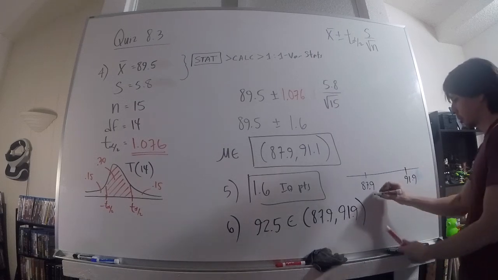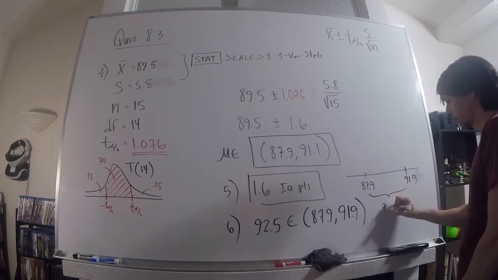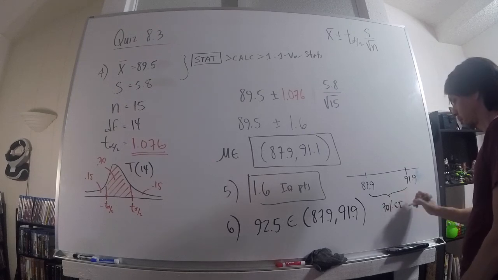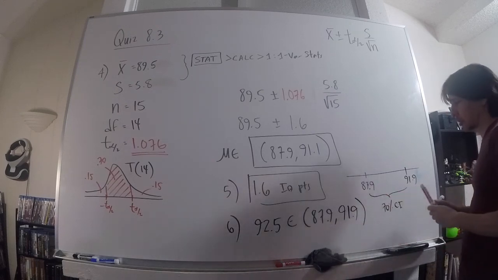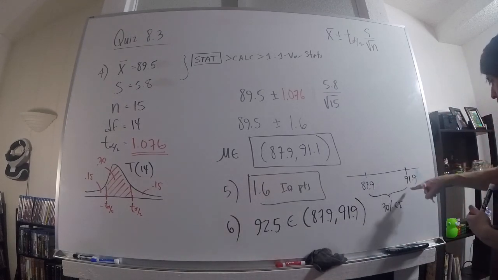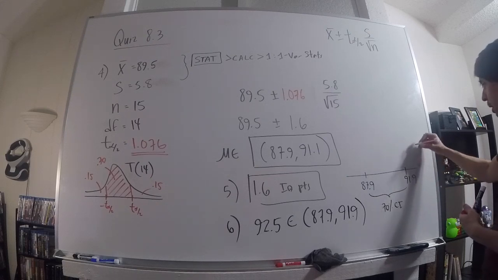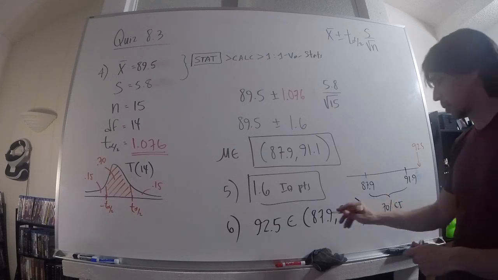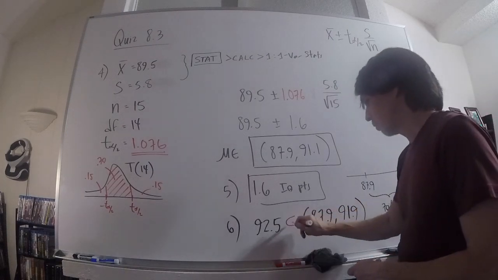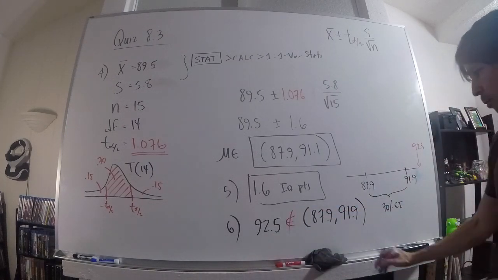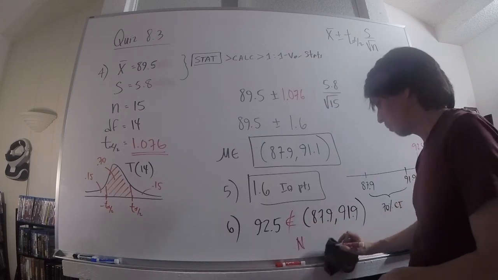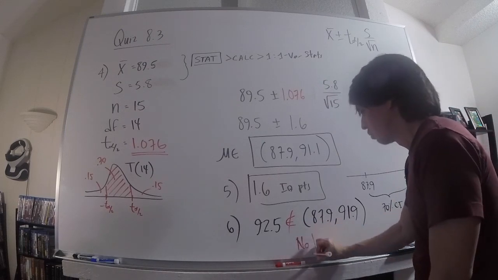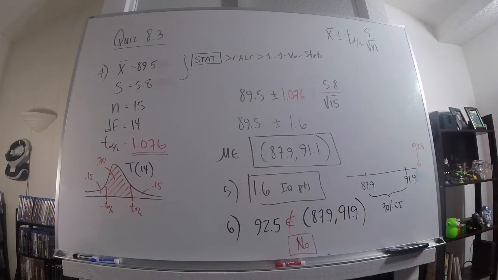This is my confidence interval right here. Between there and there, I'm 70% sure. Whereas 92.5, it's above 91.9, is outside. It's not within my confidence interval. That's a no. It's not contained in, but if you just want to answer it in English, just a no. It does not contain it.